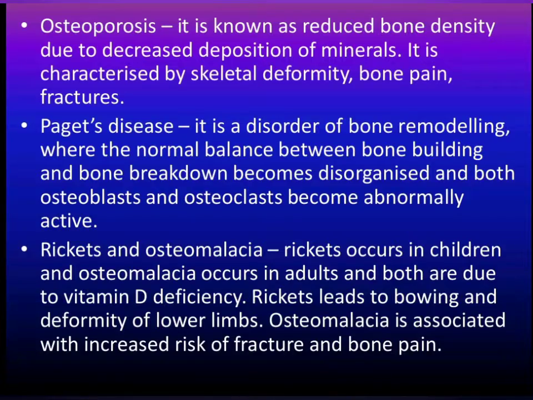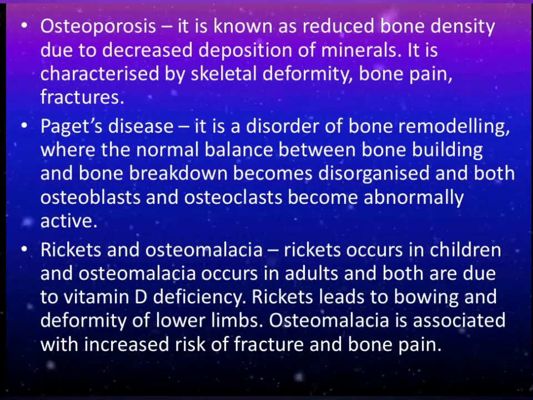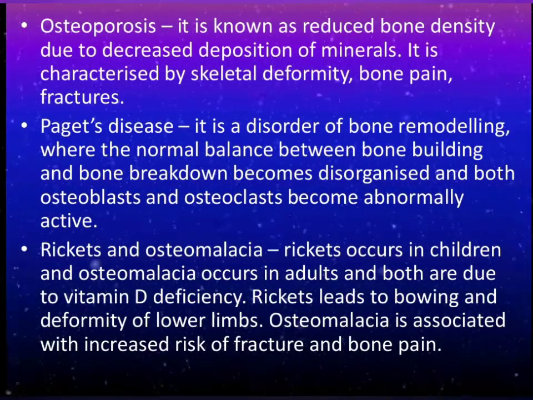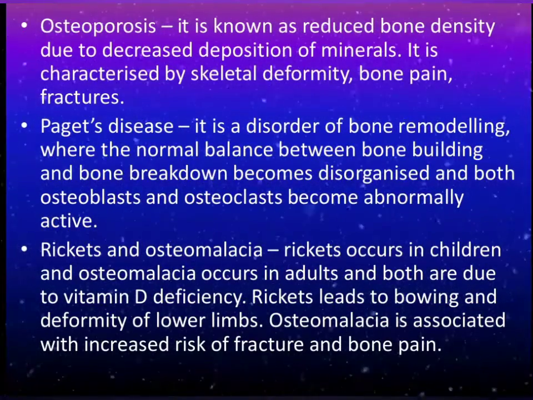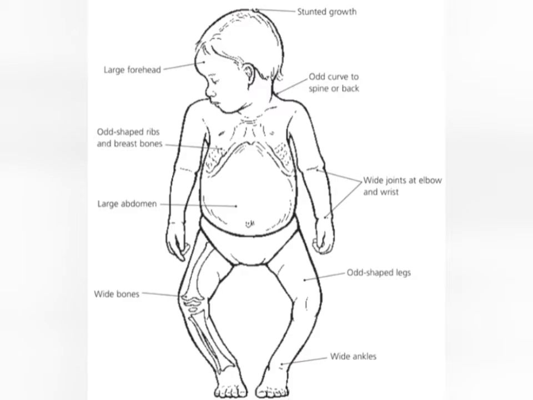Now coming to rickets and osteomalacia. Rickets occurs in children and osteomalacia occurs in adults. Both are due to vitamin D deficiency. Rickets leads to bowing and deformity of the lower limbs. Osteomalacia is associated with increased risk of fracture and bone pain.